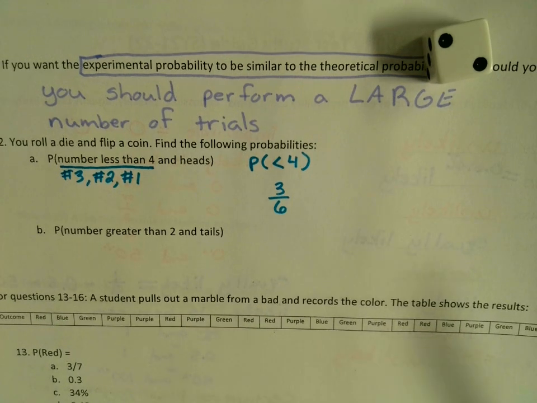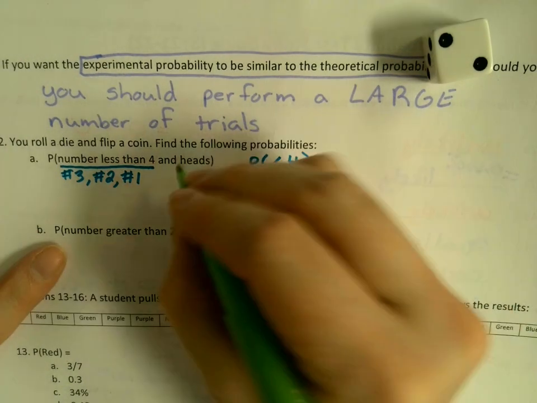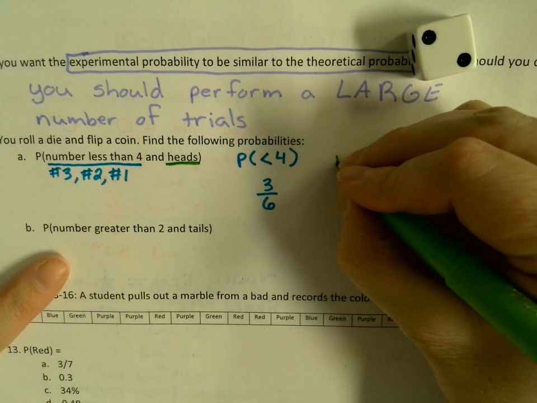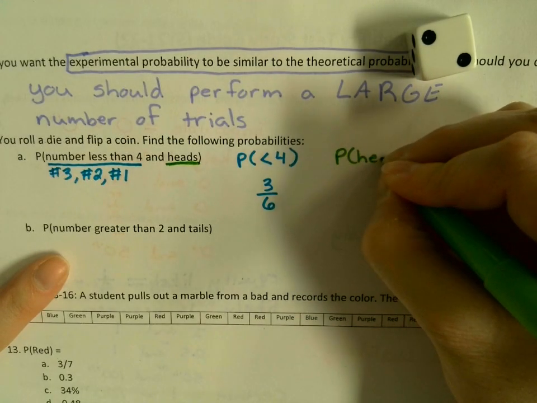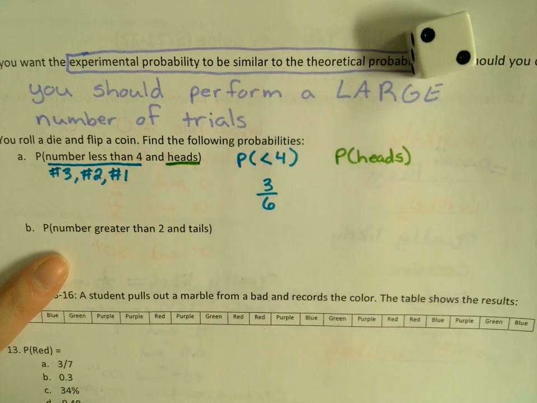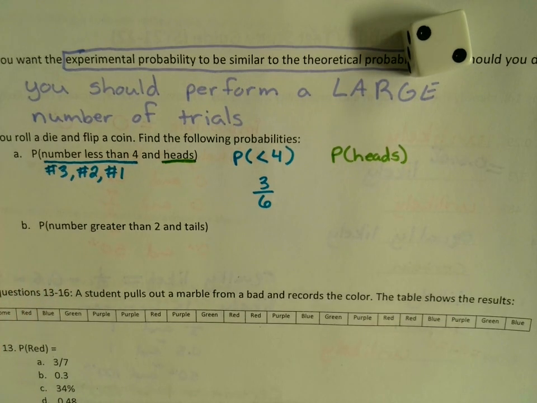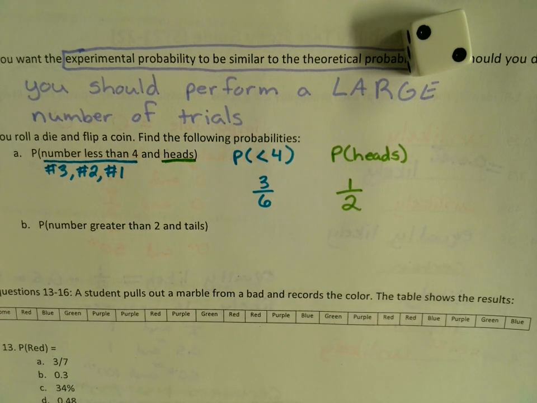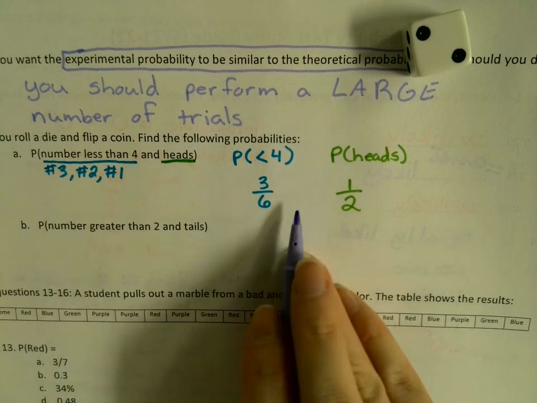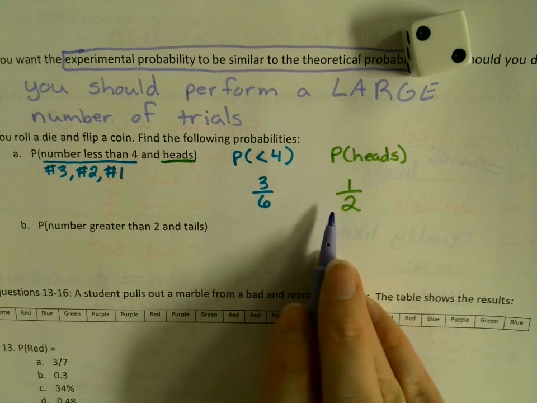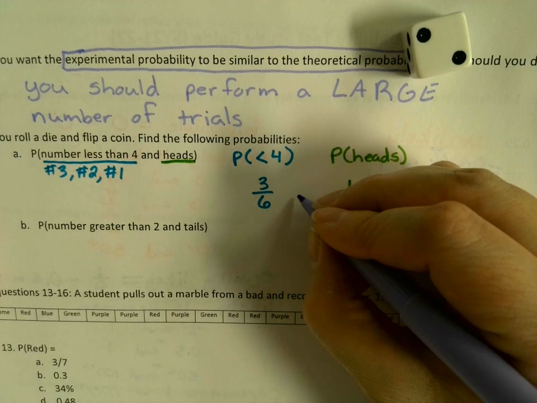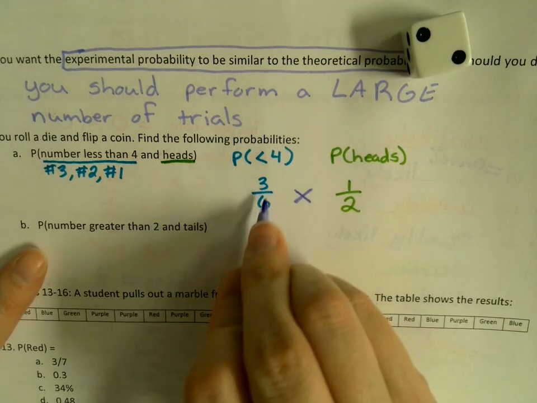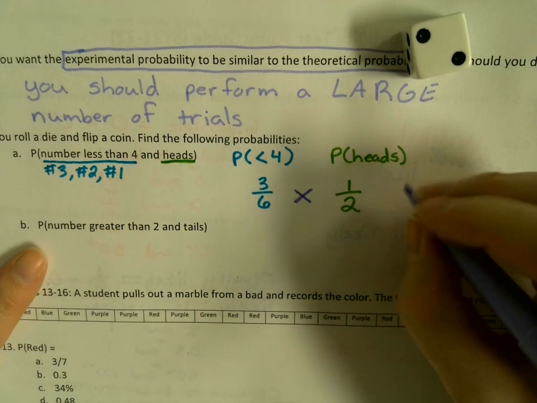All right, then we're going to do the same thing here. Heads. We want the probability that a coin is going to land on heads. What is the probability that a coin will land on heads? 1 out of 2, 1 half, right? And like Denham said, what do we do with the two probabilities? We multiply them. We're going to multiply those two probabilities together. 3 over 6 times 1 over 2 is going to equal 1/4.